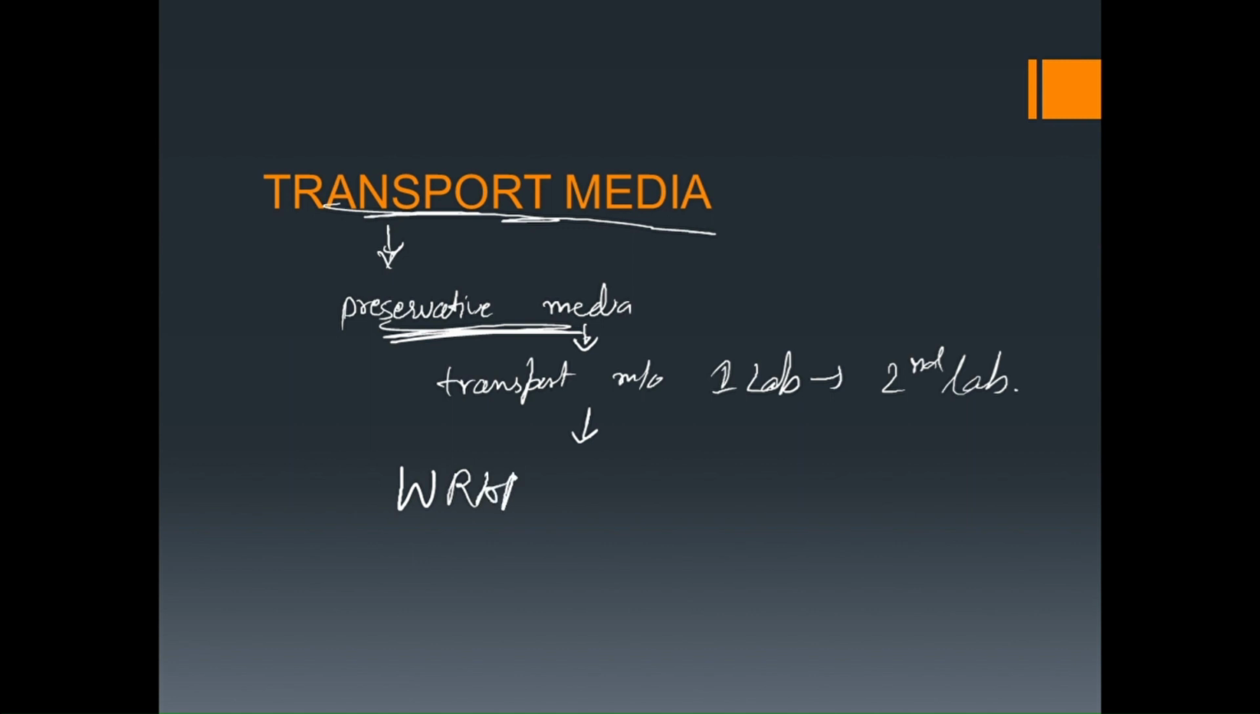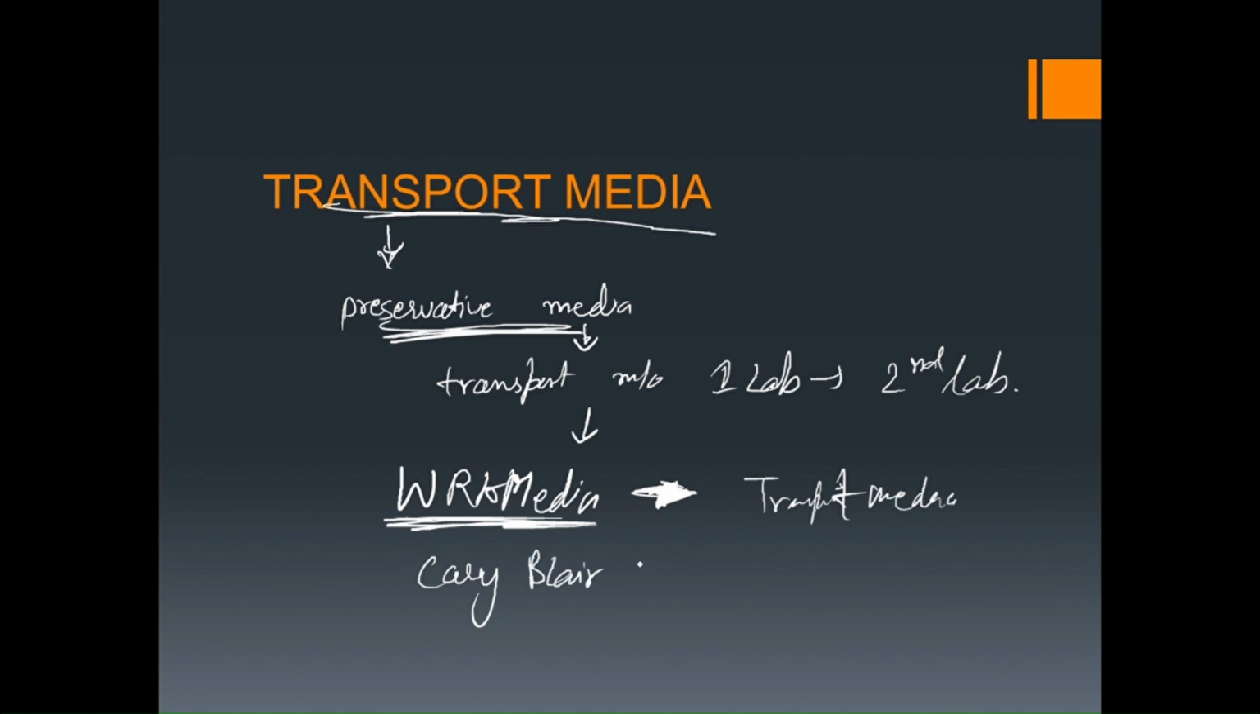Venkatraman Ramakrishnan media. This particular media was invented by an Indian scientist, as you can hear from the name, and this is a transport media. Some other transport media like Cary-Blair media are also there, then Amies and Stuart media. These media also act as transport media.